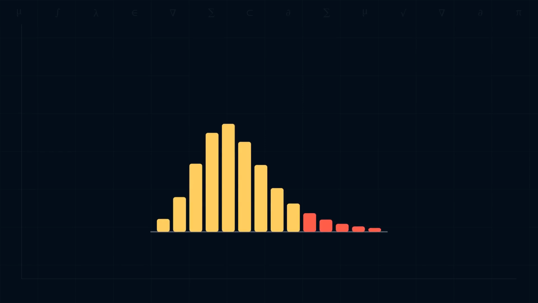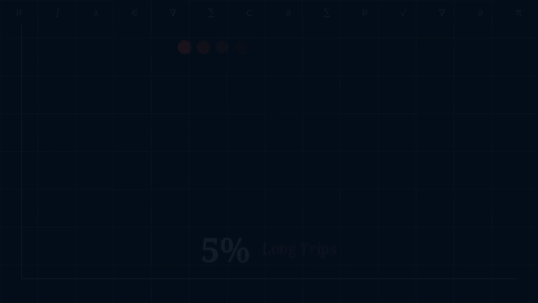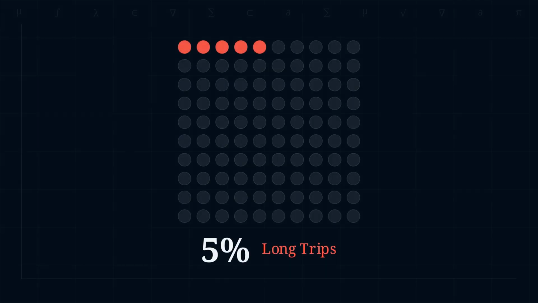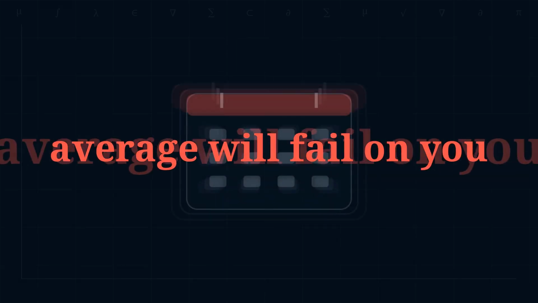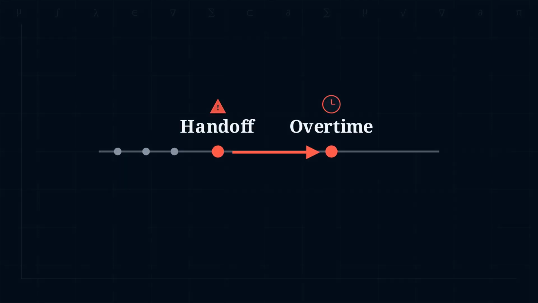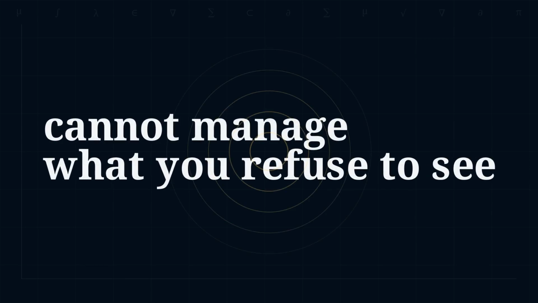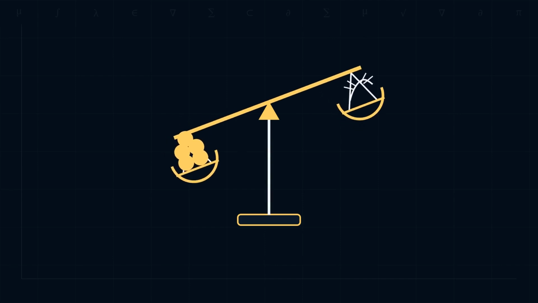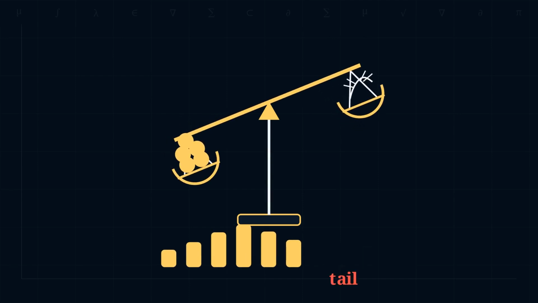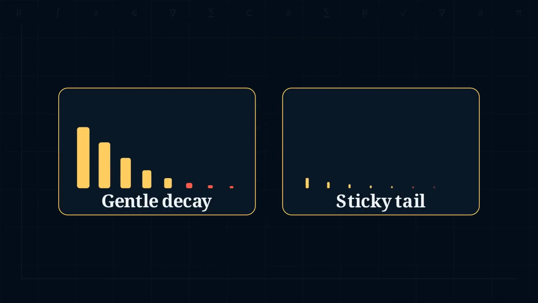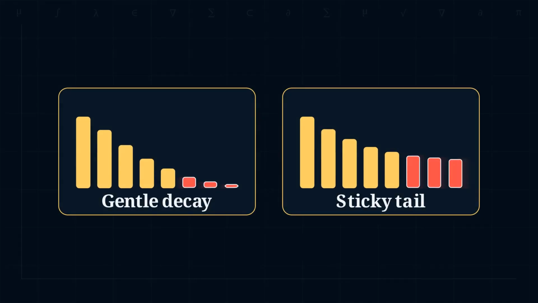Tails are where risk hides, and histograms make them visible in a way tables of averages never do. If about 5% of trips land far to the right, a schedule keyed to the average will fail on you in a steady drip of late arrivals that compound into missed handoffs and overtime. You cannot manage what you refuse to see, and the tail is the fraction you most want to see when the stakes are asymmetric. The histogram shows how thick that fraction is and whether it decays gently or hangs on.